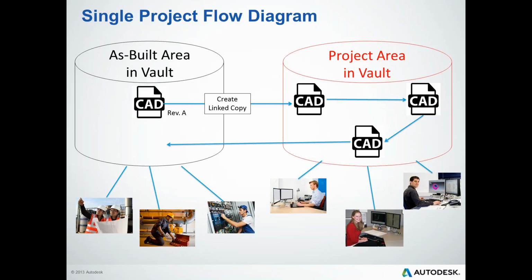And then when it's done, an authorized person would use the update parent copy command selected on this file here, and then Rev B of that as-built would, at that point, when the project is done and the drawing is updated, become available for your maintenance and operations people.